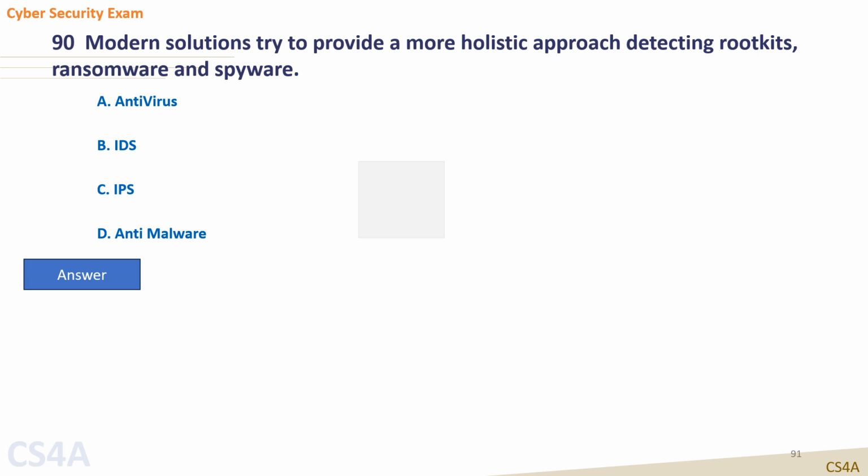Here the question is: modern solutions try to provide a more holistic approach detecting rootkit, ransomware, and spyware. So here the keyword is holistic approach. So antivirus is not the correct answer because antivirus is related to detecting only the known viruses and adversaries in the system. And IDS and IPS is a solution. It's an intrusion detection system and intrusion prevention system, to prevent the intrusion and any adversary attack to that device. And anti-malware is a holistic approach for detecting rootkit, ransomware, and malware. So the answer is D, anti-malware.